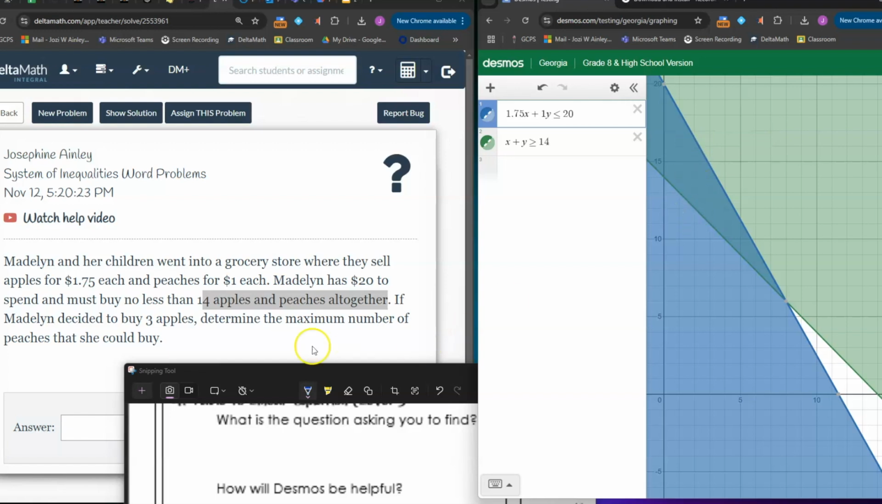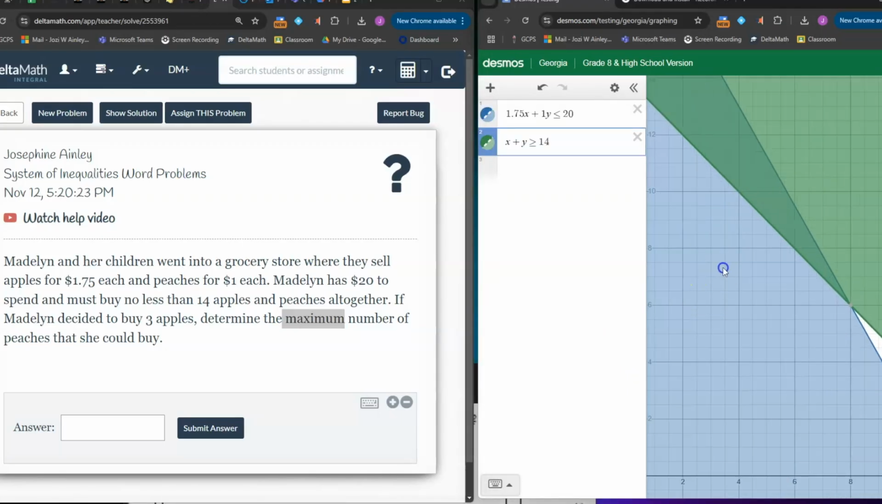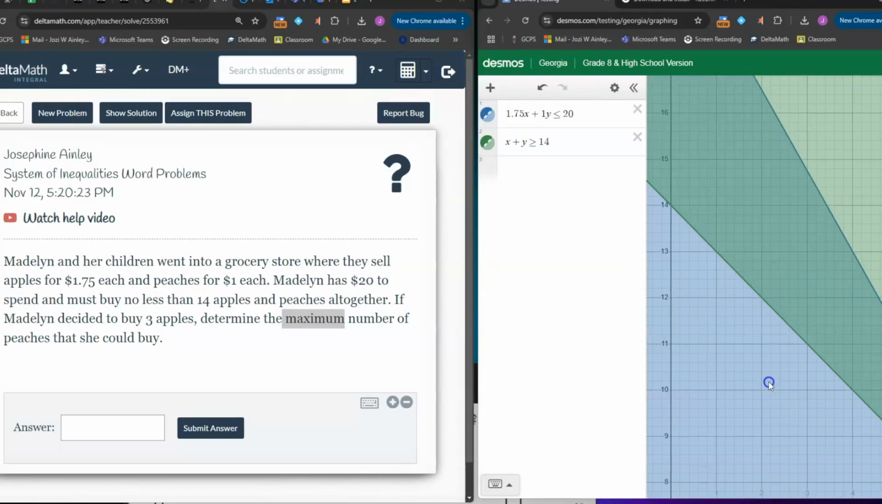So anything here, but it says determine the maximum. So that means I have to get the what? The biggest number of peaches. So again, I go to 3, and what's the maximum number of peaches? Can I get higher than, so let me zoom in actually. Let me zoom in a little bit.